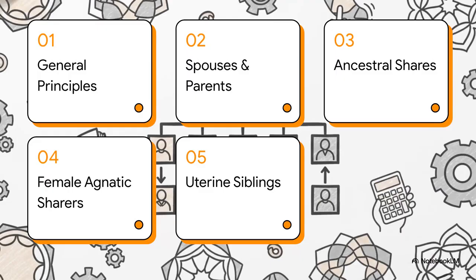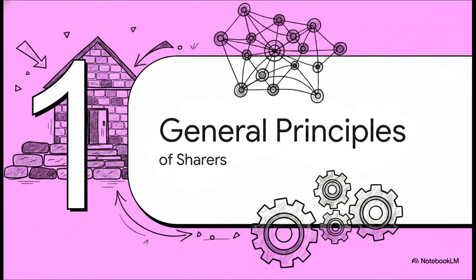To keep things perfectly clear, we're grouping the sharers exactly by relationship category today. We'll start with general principles, move to spouses and parents, then ancestral shares, female agnatic rules, and finally wrap up with uterine siblings. Okay, Part 1. General Principles of Sharers. Let's set the baseline.